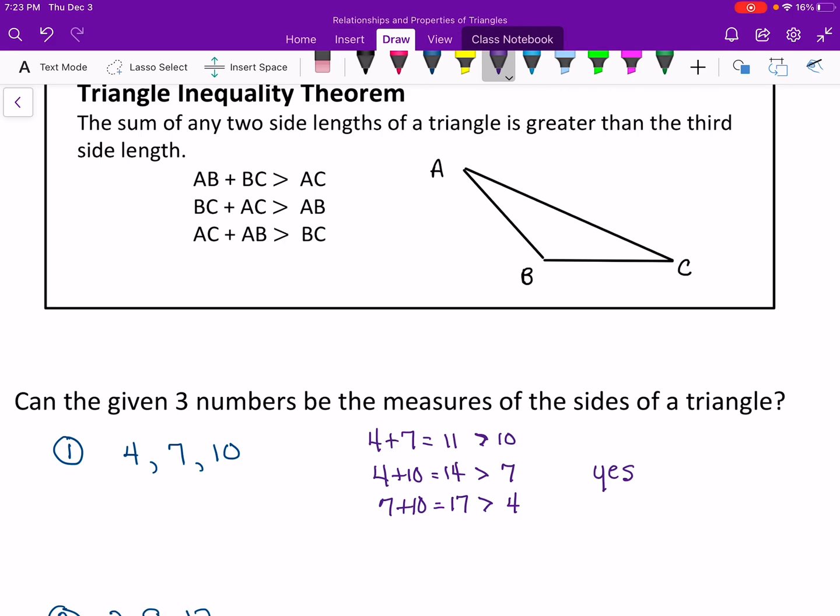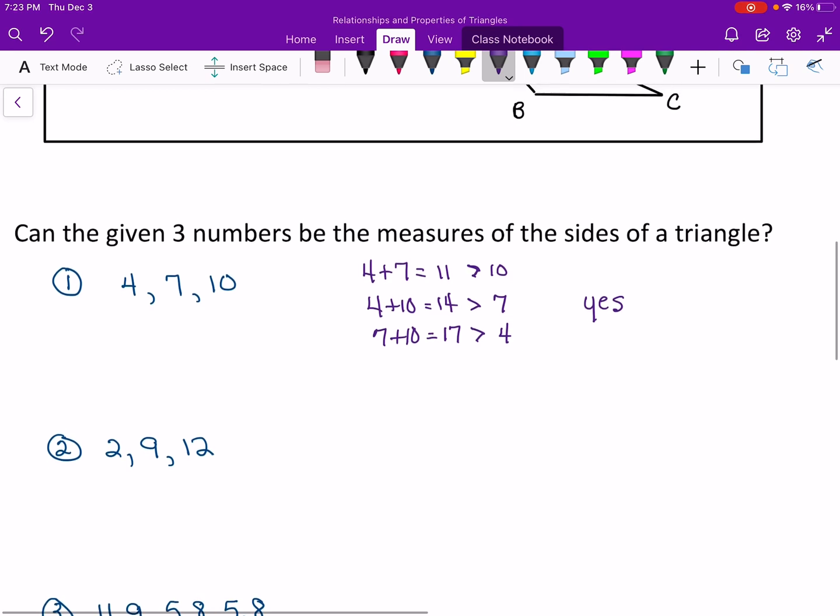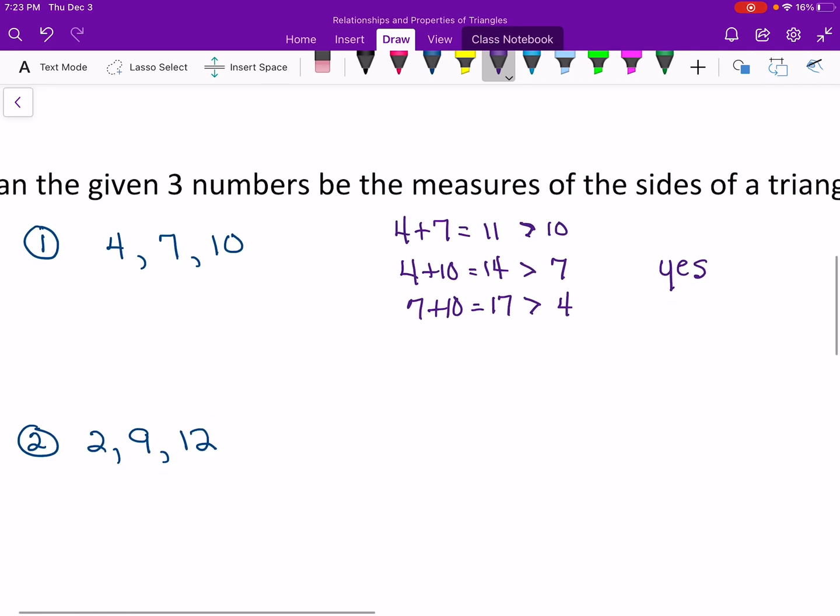Okay, let's try it again. This time we're going to use 2, 9, and 12. If it's easier for you, write the combinations down first. We're going to compare 2 plus 9 to 12. Then we're going to compare 2 plus 12 to the 9, and 9 plus 12 to the 2. It might be easier to write the combinations first. You just have to decide the style you want to do it.